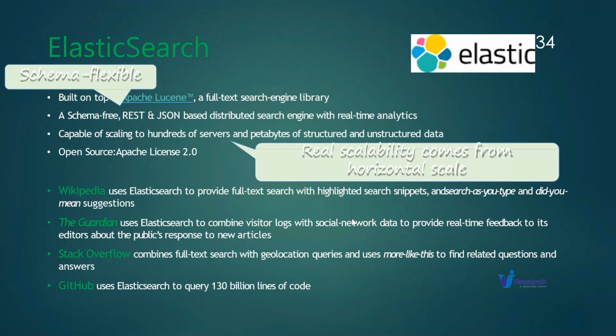These are four big companies which are using Elasticsearch on a very large scale. Wikipedia uses it for full text search with highlighted search snippets, search as you type, and did-you-mean suggestions. The Guardian uses it to combine visitor logs and social network data to provide real-time feedback to its editors on the public response to new articles. Stack Overflow also uses it for full text search and geolocation to make more related queries. And last, GitHub is using Elasticsearch to query 130 billion pieces of data per day.